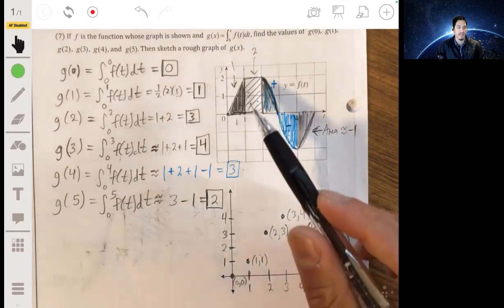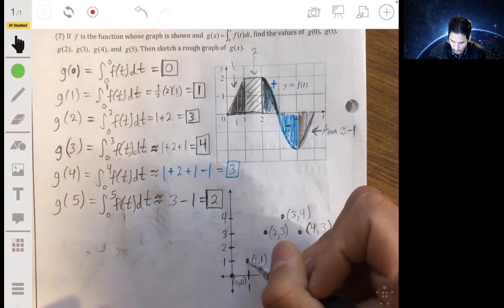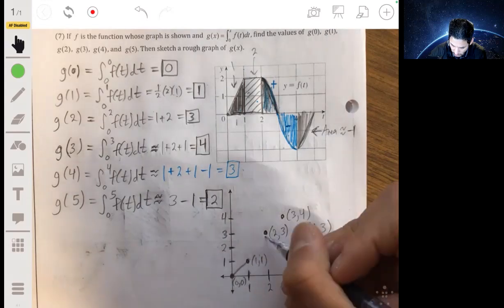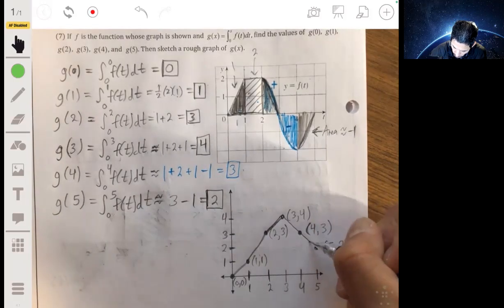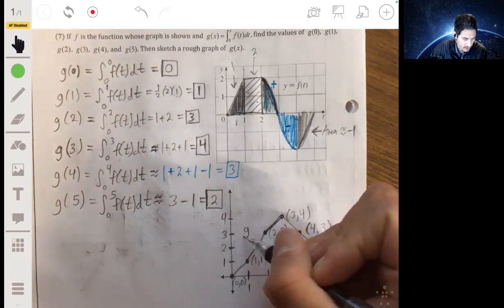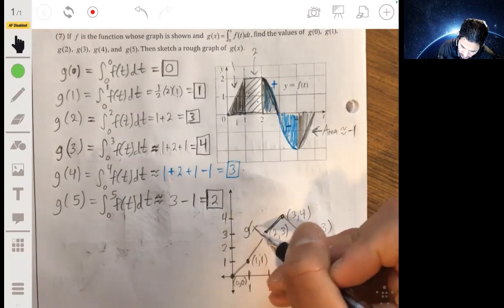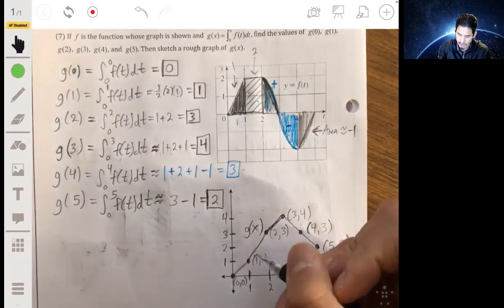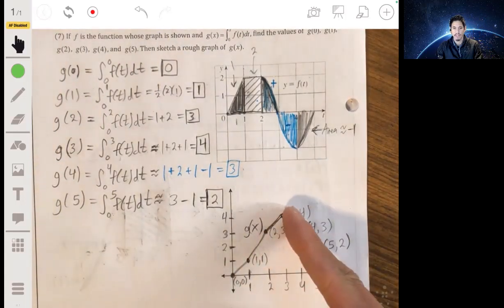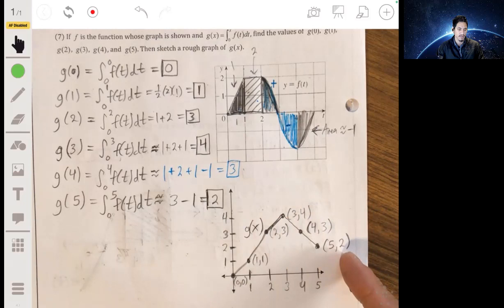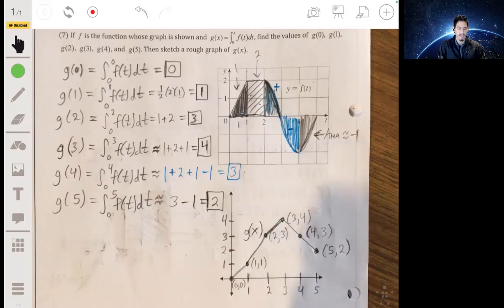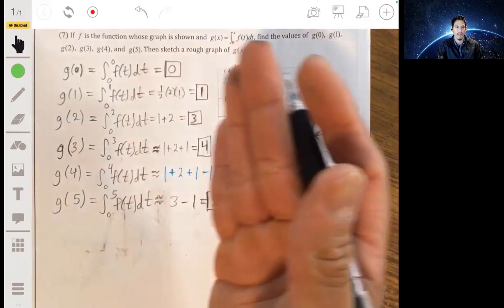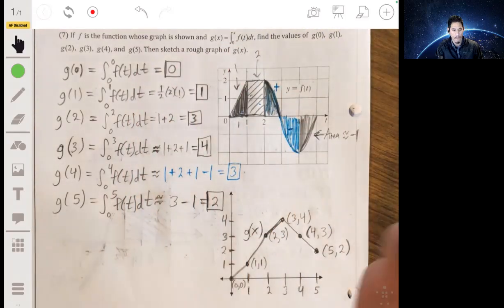Since we know this is continuous, we can connect these. It looks like this is pretty much going to be linear the whole way. And this is going to be our graph of g of x. You can see that it's increasing first, then it reaches a max here, then it starts to decrease afterwards. So again, the second fundamental theorem of calculus essentially describes a function that can be thought of as an accumulation function. It's accumulating the areas up to the x endpoint.